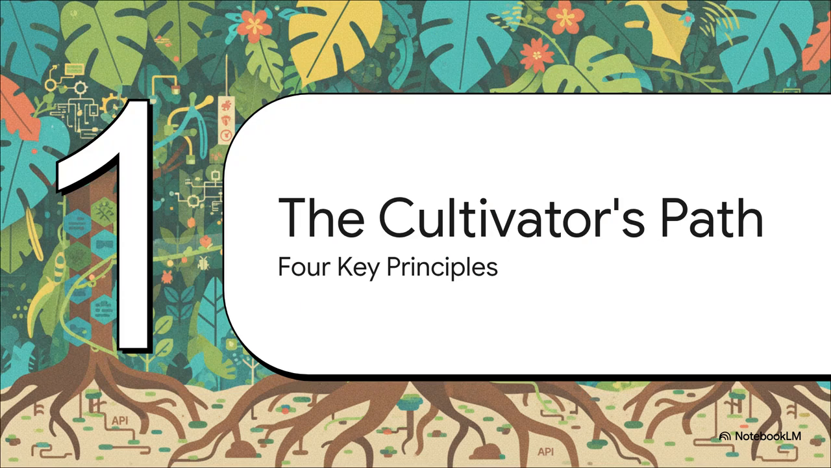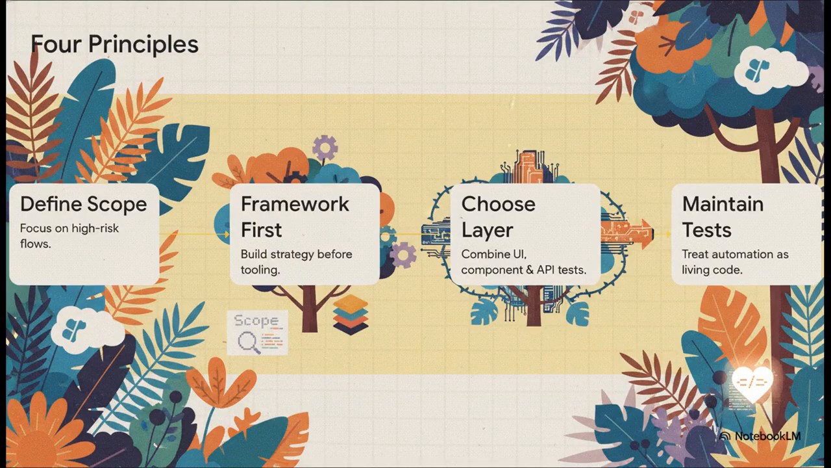Okay, so the big question is, how do we stay on that cultivator's path? Well, let's break down the 4 key principles for sustainable growth in our Salesforce jungle. Think of this as our map. First up, we're going to define a clear scope. Second, we'll build the framework before we even think about a tool. Third, we have to choose the right layer for our tests. And finally, number 4, we have to maintain our tests just like we would any other piece of critical code.